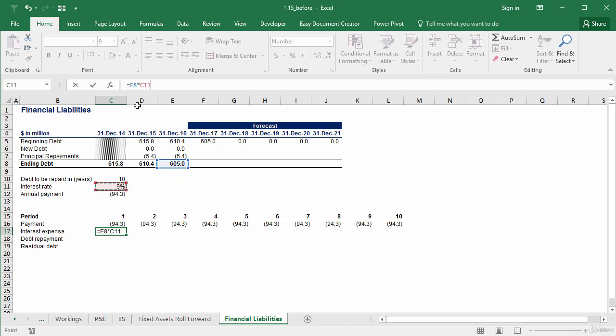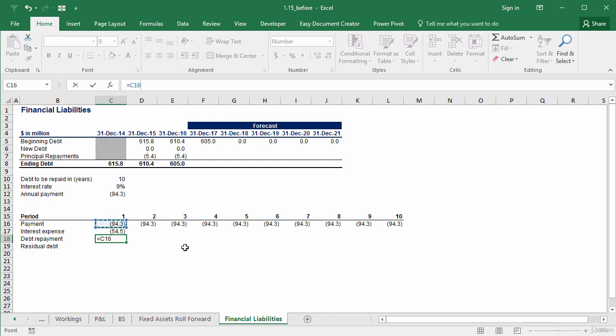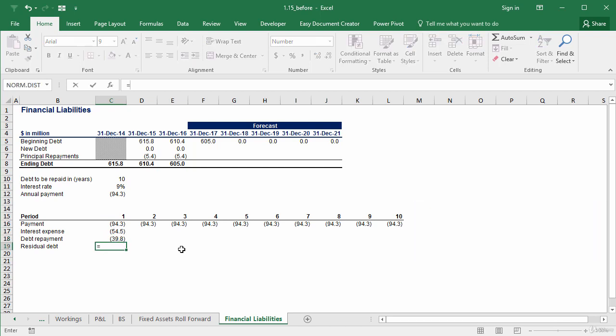The difference between the amount paid to the lender and the amount due for interest expenses is the amount of principal repayment. And finally, outstanding debt plus repayment, please note we have a negative sign here, gives us residual debt outstanding at the end of the year.